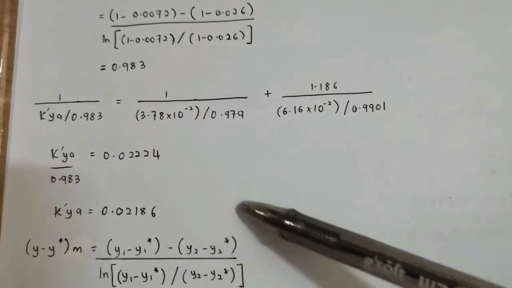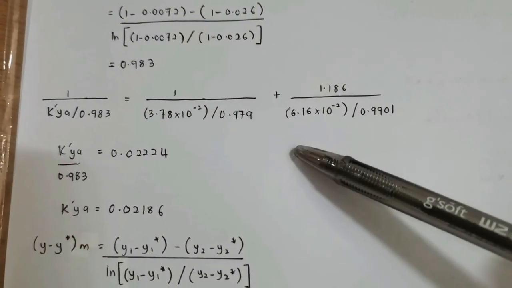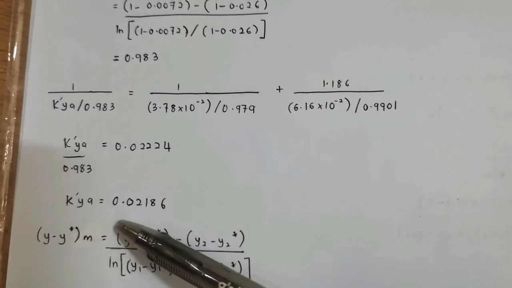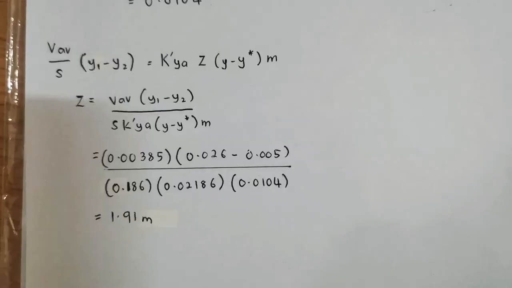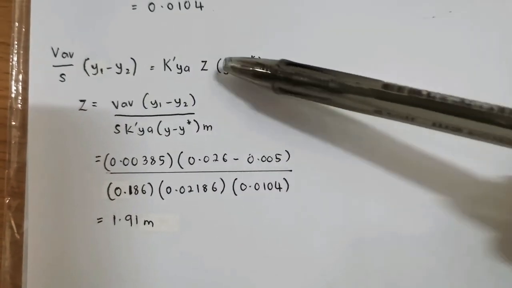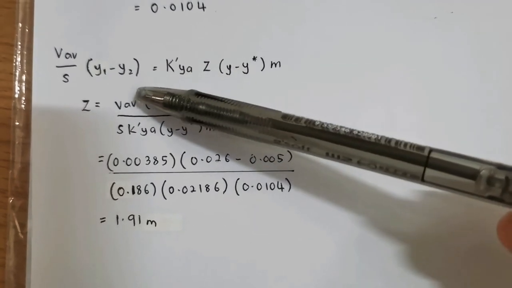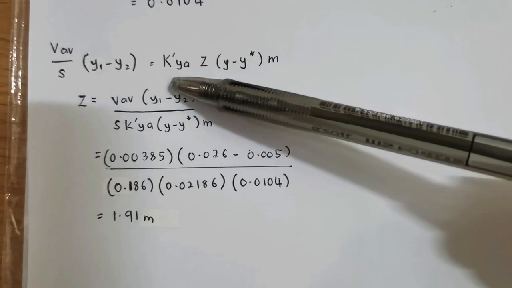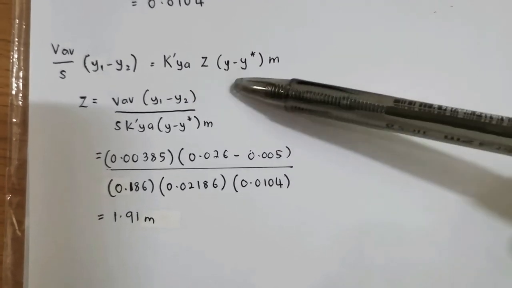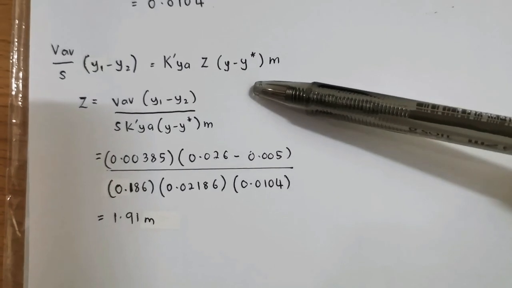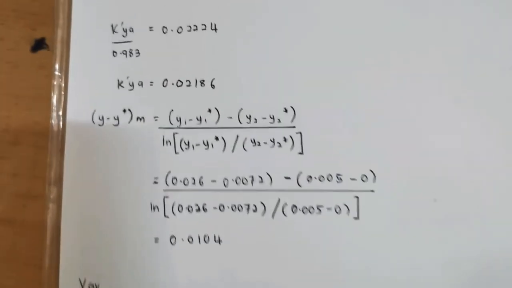After that, we just substitute all the values inside this equation, and we will get the value of K prime YA is equal to 0.02186. Okay, so next, we use this equation to find Z. V average over S, y1 minus y2 is equal to K prime YA Z, y minus y star m. So we have to find y minus y star m by using this equation.